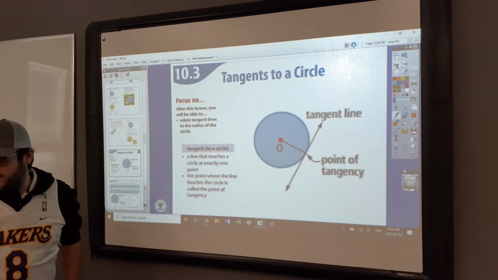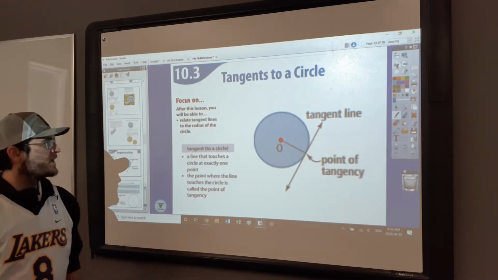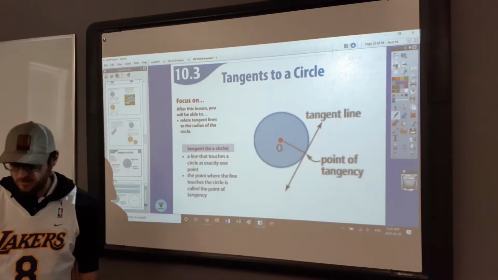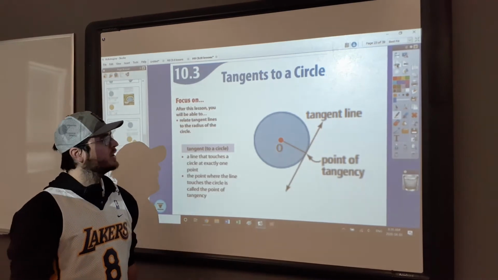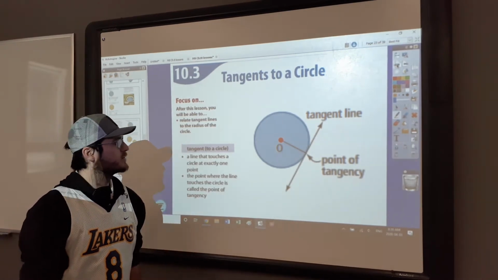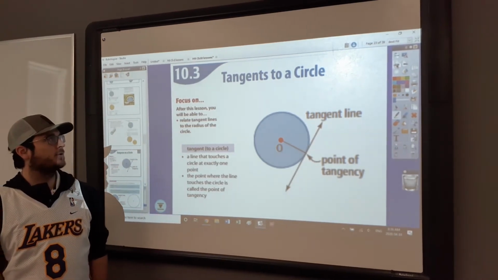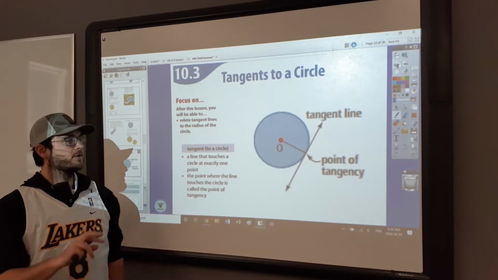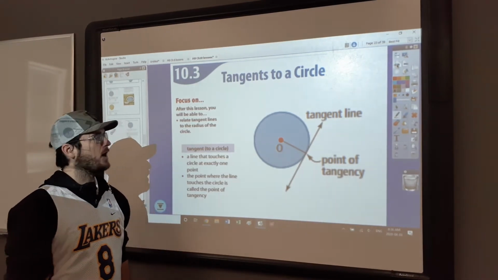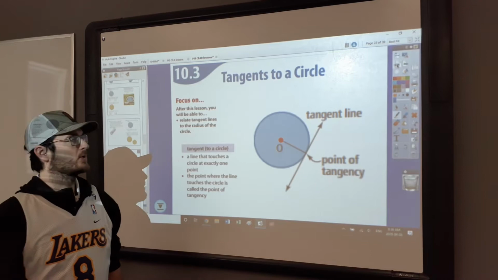Finishing off chapter 10 here, 10.3, tangents to a circle. So we're going to learn at last, they actually in the book show two rules for circle geometry, but really they're just the same rule, just flipped around. So tangents to a circle.